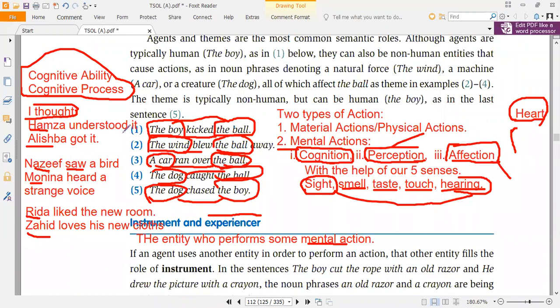When we say Hamza understood it, Nazif saw a bird, Momina heard a strange voice, and Rida liked the new room, Rida did not do any physical activity, right? Rida did not kick a ball. Rida did not run over the ball, right? Rida did not catch the ball. Rather, Rida performed some mental action. She just liked the new room. So it means she is the experiencer here, not the agent.